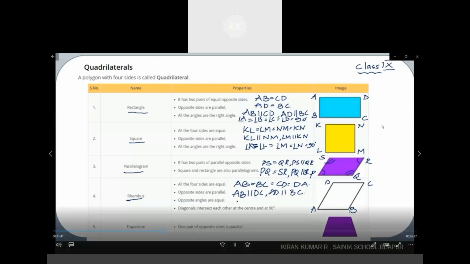Opposite angles are equal. As we have seen in parallelogram, opposite angles are equal. In this also opposite angles are equal. Angle A equal to angle C, angle D equal to angle B. Here there is diagonal which intersect each other at 90 degrees. Diagonal is a line segment joining the opposite vertices, and angle formed here will be 90 degree. These two parts will become equal.